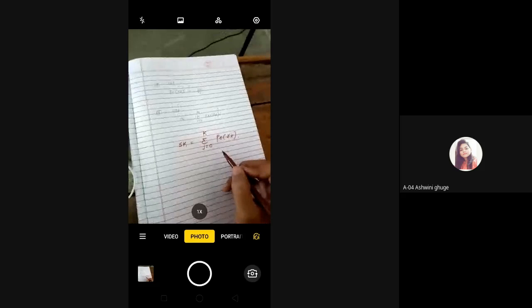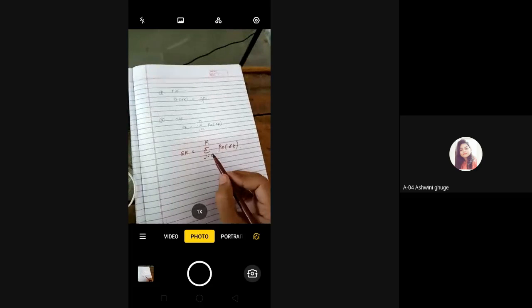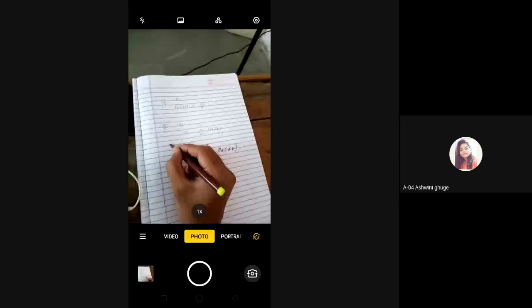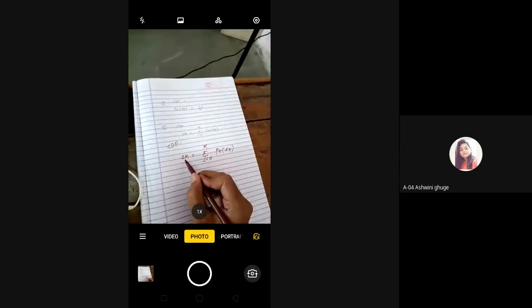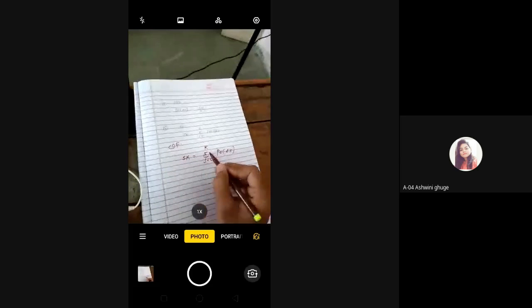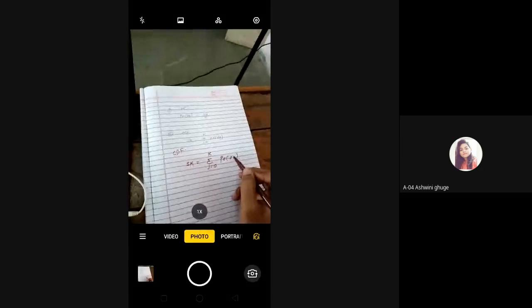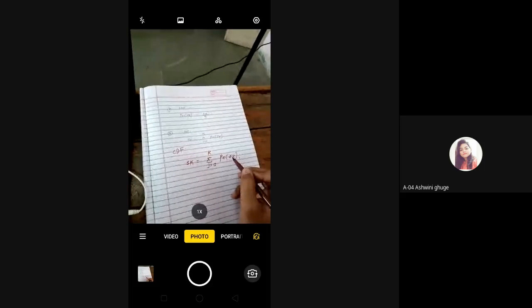Yes, sir. Okay, so everyone note down this formula. We have to calculate the CDF function. So the formula for CDF function is Sk is equal to summation of j is equal to 0 up to k PR of Rk. Okay, so everyone complete.